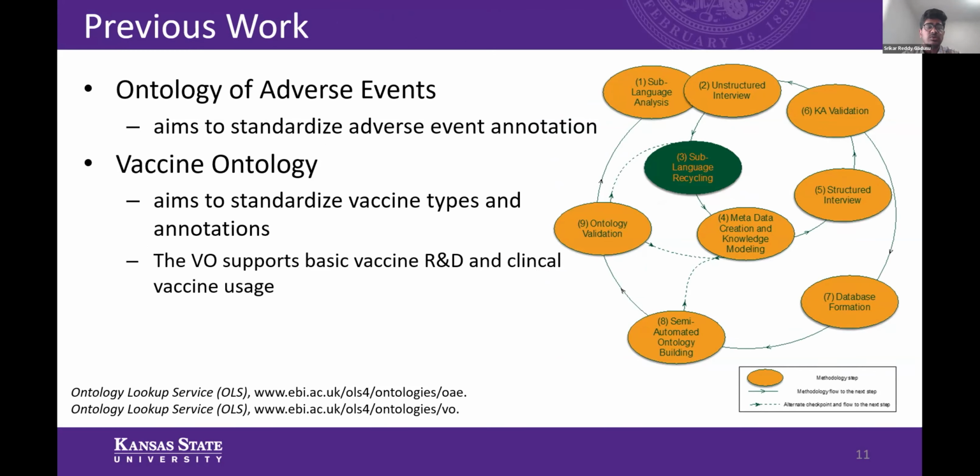And we also looked into the Vaccine Ontology, which is also a community-based biomedical ontology in the domain of vaccine and vaccination. Vaccine ontology aims to standardize vaccine types and annotations, integrate various vaccine data, and support computer-assisted reasoning. The vaccine ontology supports basic vaccine R&D and clinical vaccine usage. The vaccine ontology is being developed as a community-based ontology with support and collaborations from the vaccine and bioontology communities.